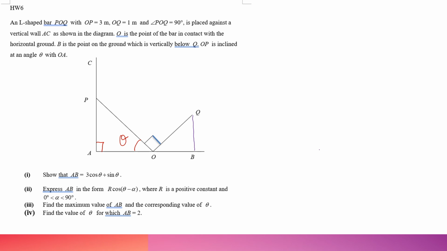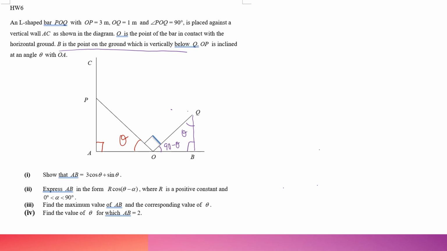Your point Q is vertically above point B. This is very important information. It means your QB is a vertical line, hence this is 90 degrees. So this angle here will be 90 minus theta. Think about why that is 90 minus theta, and this will be theta. Then you can just apply SOH CAH TOA. You can use it to find OA, use it to find OB, and then you add both of these up to get your AB.